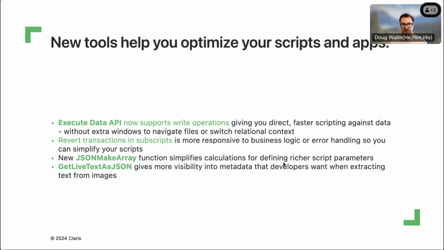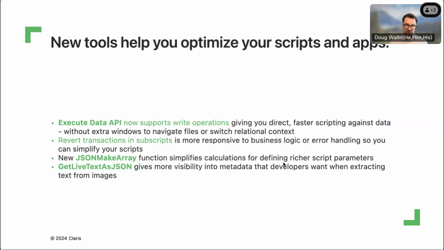Transactions: every time we do updates, we bring enhancements based on your feedback. The one for this version is around being able to revert transactions in a subscript. Again, it's just to make your life a lot easier with your business logic around your scripts. There were a lot of requests for more functions around how you leverage JSON. So the new one we added is JSONMakeArray, and a couple of others to help you navigate the JSON.